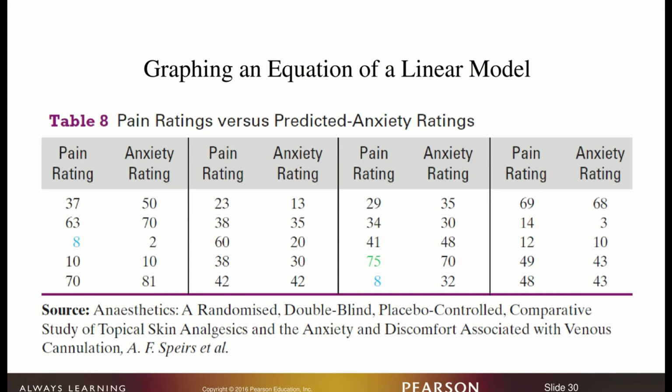So here's the linear model in the form of a table. We have the pain ratings versus predicted anxiety ratings. Here they are, the pain and the associated anxiety. Notice that each ordered pair is one result, so there are 5, 10, 15, 20 results here.